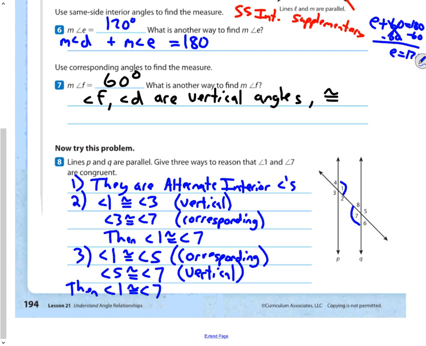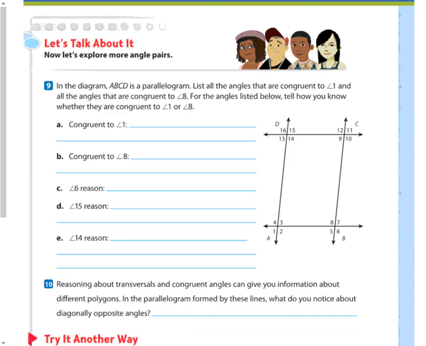As you can see, there's multiple ways to get to the fact that angle 1 and 7 are congruent. Now, if you turn the page, we've got a couple of problems on this page. Number 9, if you look at that big diagram to the right, there's a whole bunch of stuff going on over there. It says in the diagram, ABCD is a parallelogram.